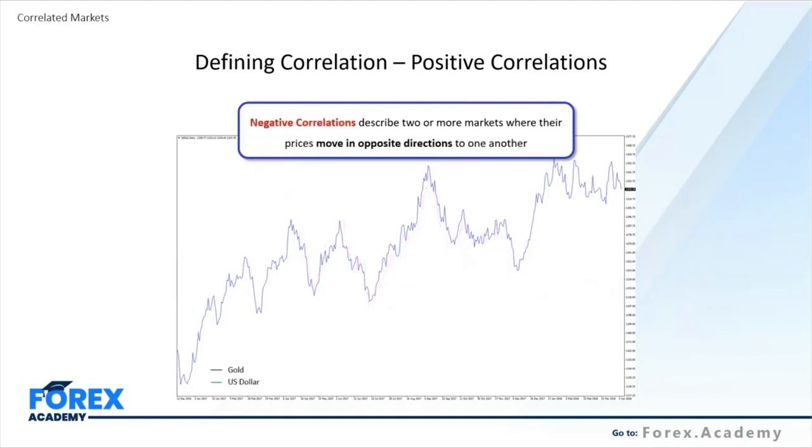One example of perhaps a negative correlation with gold is the US dollar itself. And again, in describing this, it describes two or more markets where their prices move in opposite directions to one another. So just like the gold and silver market, where we've seen a very positive, strong correlation, we can see gold and the US dollar share a negative correlation.